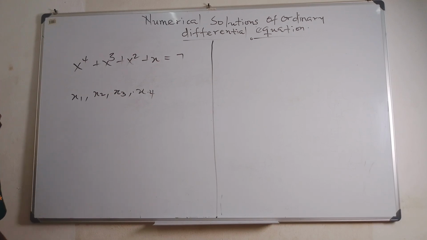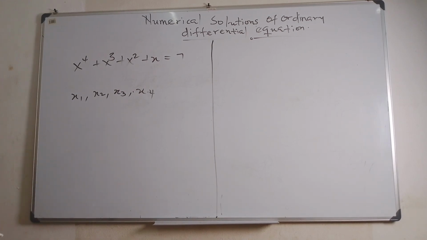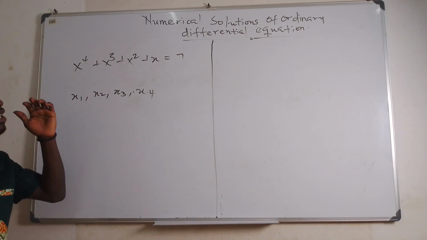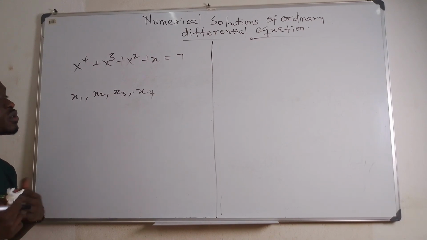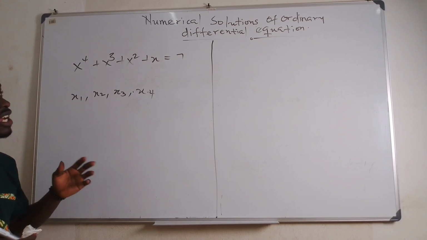Some of the methods we can use to solve these questions are the approximation method, the interpolation method, or the iteration method. They will help us to find our roots. So that is numerical solution. When you have a tedious question and you want to solve it, you must go with the numerical solution method. Very good.